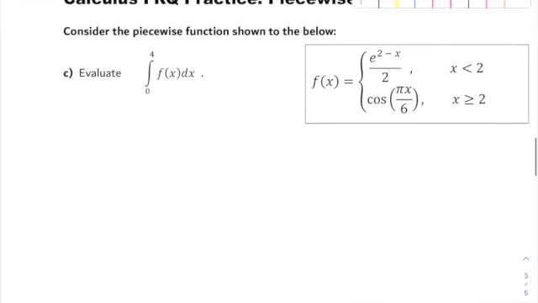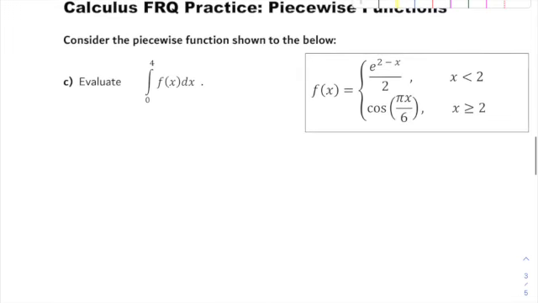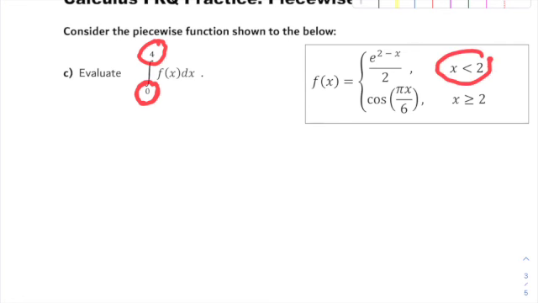Part C. So again, same piecewise, but now we just did a derivative. Now you're doing an integral. Evaluate this integral from 0 to 4. And this is fairly common to ask on a piecewise function because notice the limits of integration. We're starting at 0 and integrating until 4. So 0 is less than 2. So you're beginning by integrating this portion, right, of the piecewise. But you're ending at x equals 4, and x equals 4 is beyond 2, so you're ending with this function.